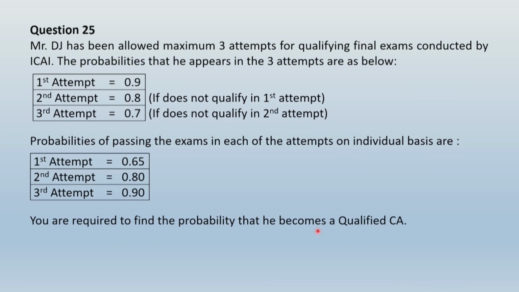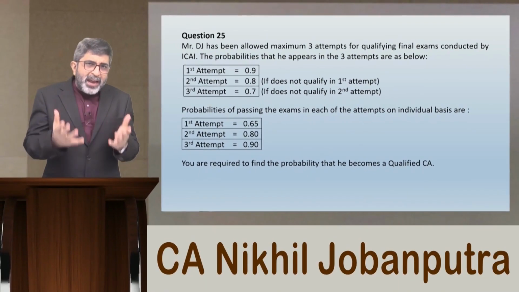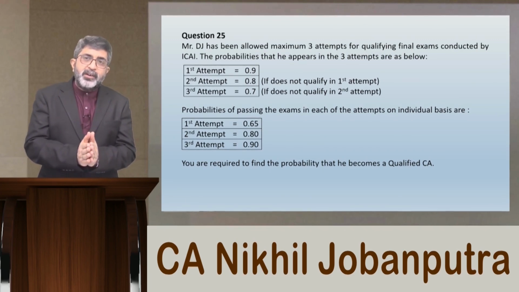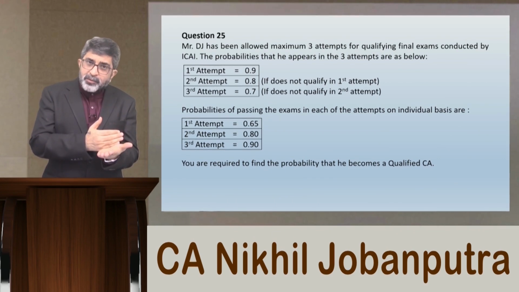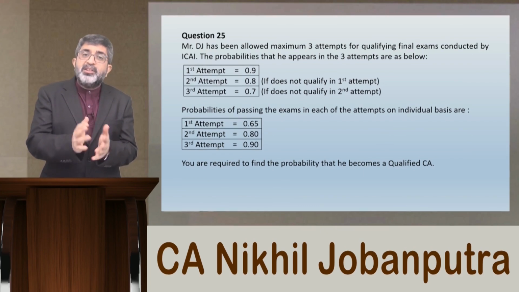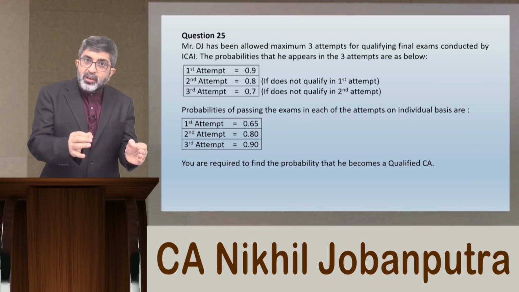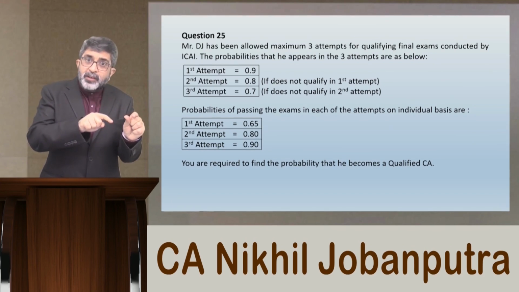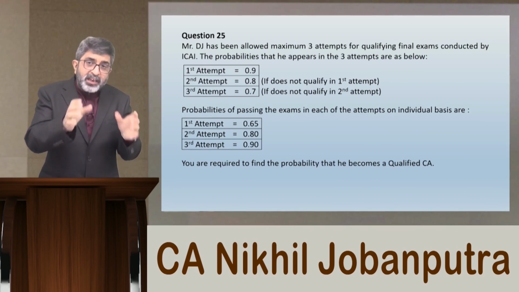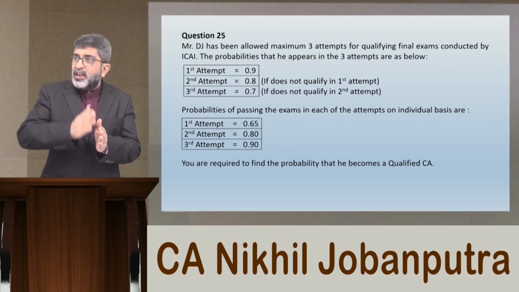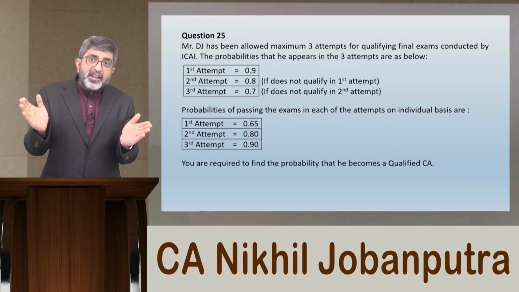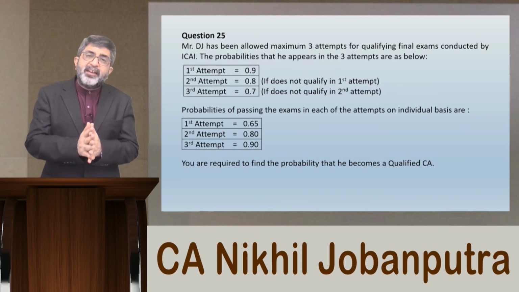You are required to find the probability that he becomes a qualified CA. Now over here, our candidate Mr. DJ, we don't mind whether he becomes CA in the first attempt or second attempt or third attempt. He should qualify, that is the objective. Now see what happens. Him qualifying in the first attempt or him qualifying in the second or third attempt, these would be mutually exclusive situations. That means any one of these can occur. So you find the probability that he becomes CA in the first attempt, then find a separate probability of the path that he becomes CA in the second attempt, and then you find the probability of the path that he becomes CA in the third attempt. None of these paths are going to occur together because these are mutually exclusive outcomes.